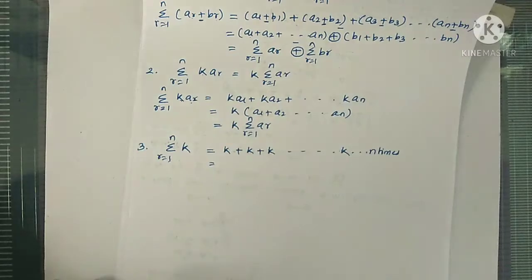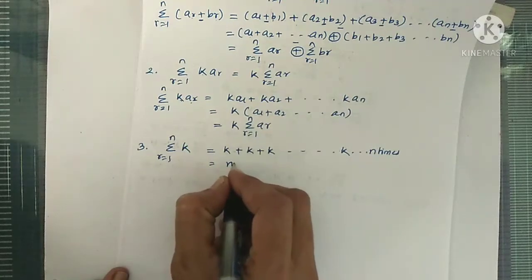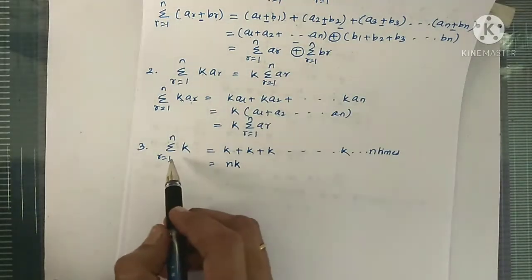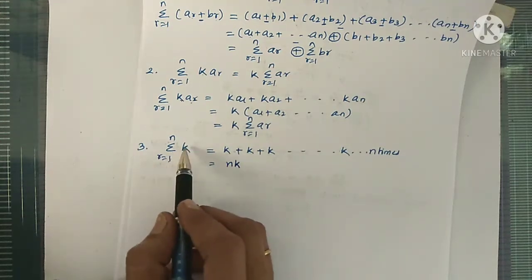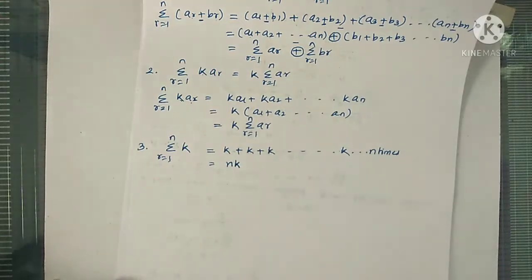So 5 plus 5 plus 5, 3 times is 5 into 3, 15. 10 plus 10 plus 10, 12 times is 10 into 12. Similarly, k plus k plus k n times is k into n, which is n into k. So if it is sum of a constant term from R equal to 1 to n, then multiply it by n. So that becomes n into k. So we need these three important results to solve questions based on series.